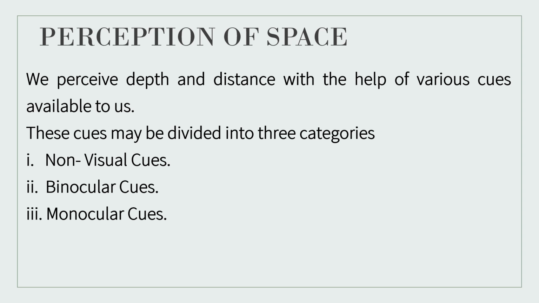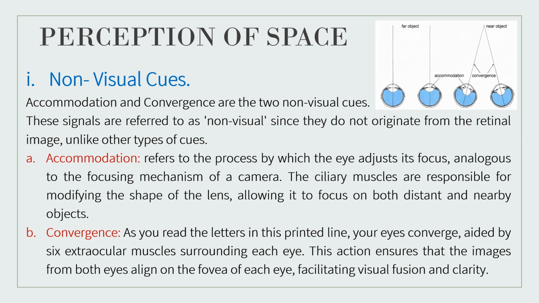So after distance, depth and size, we will move on to the cues. There are three types of cues. One is non-visual cues, second one is binocular, and third one is monocular cues. In non-visual cues, if you are looking at a picture, you are perceiving an object, and what you are perceiving are visible cues. The non-visual cues lie in the mechanism of your eyes, like accommodation and convergence.